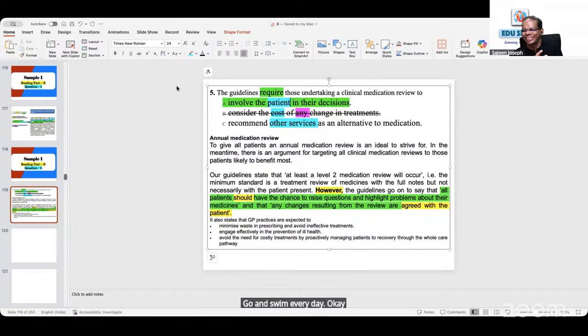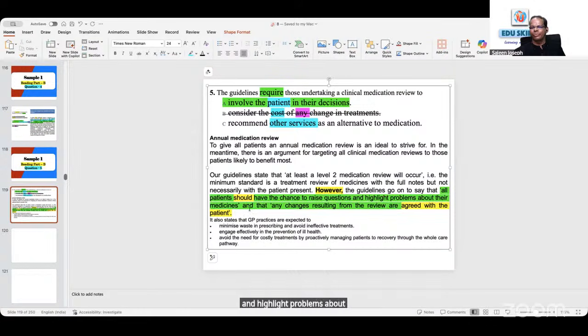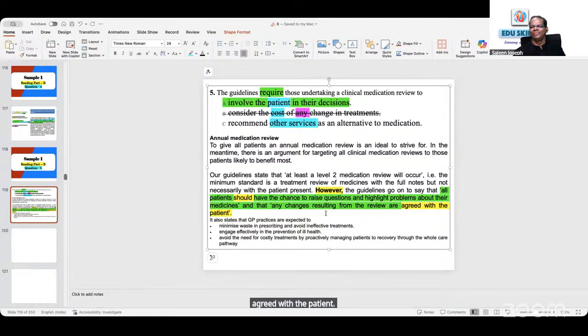Okay, do you say that? No. Normally, no. Now, we are not going to deal with it. Just go to the contrast word. However, the guidelines go on to say that all patients should have the chance to raise questions and highlight problems about their medications, and that any changes resulting from the review are agreed with the patient. Involve the patient in the decisions. Agreed. That comes after the contrast word.